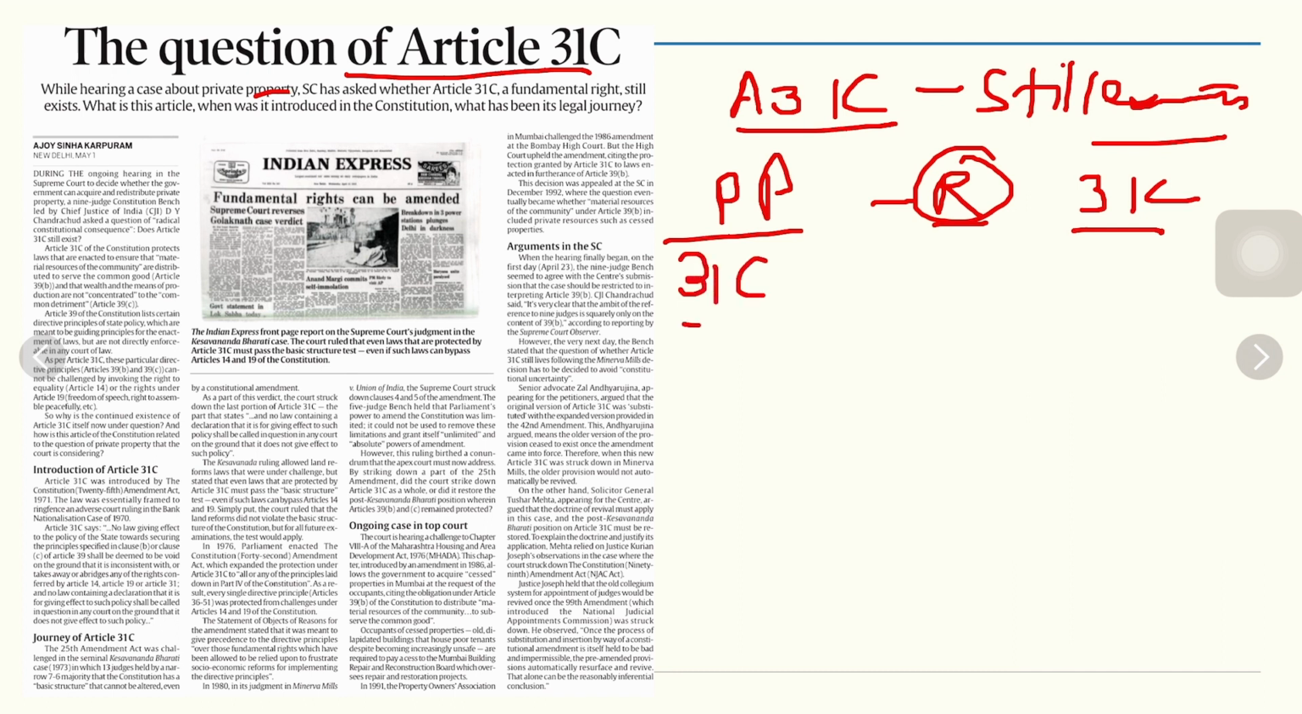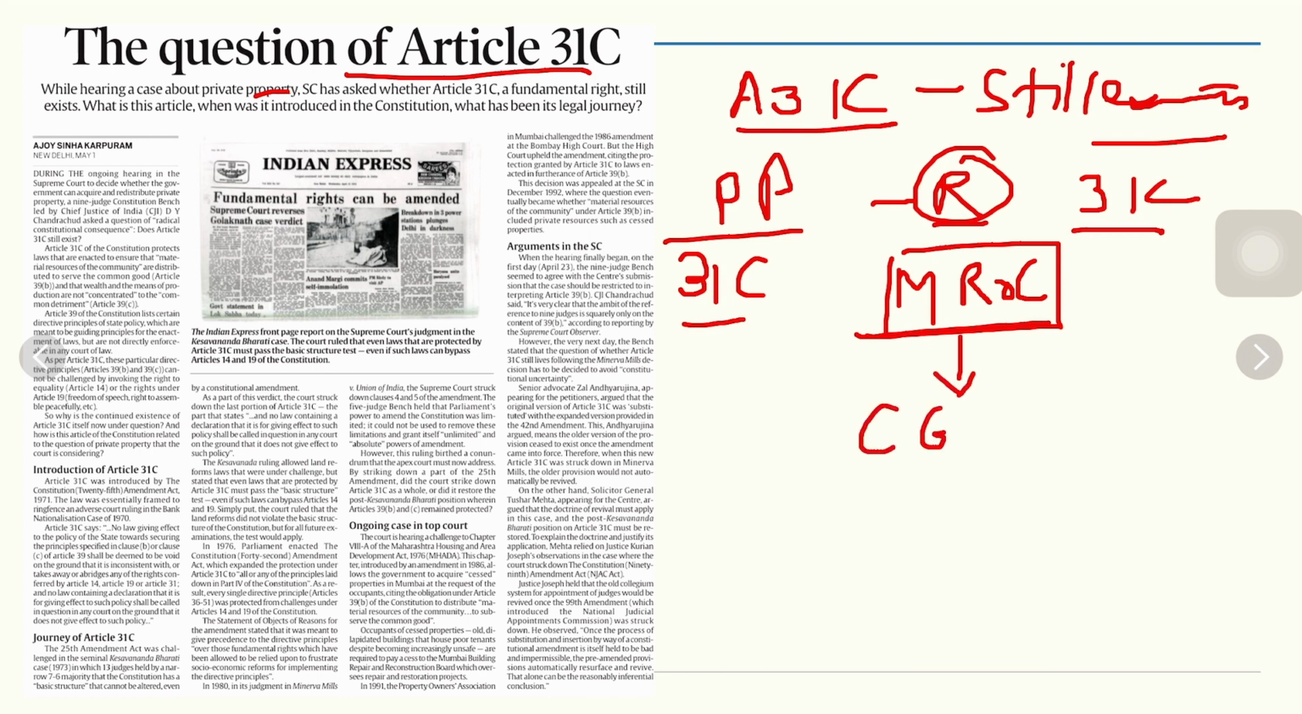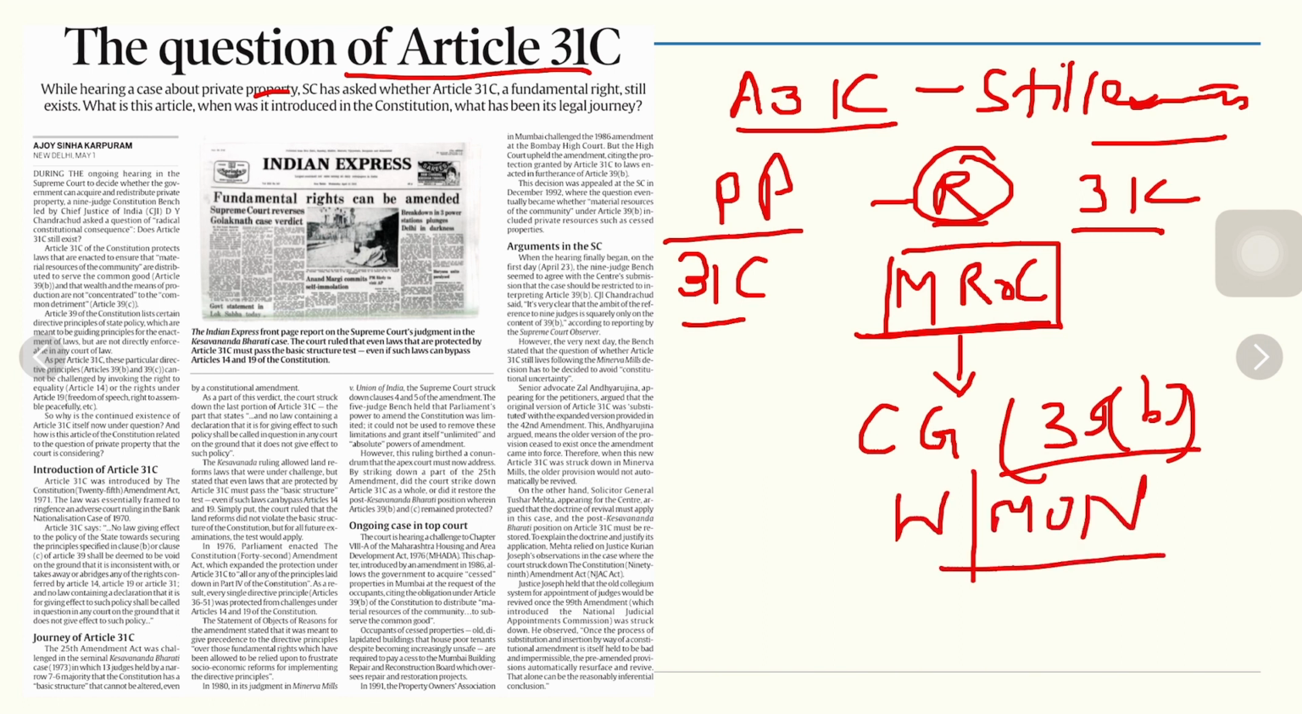Article 31C, as you know, protects laws that are enacted to ensure that material resources of the community are distributed to serve the common good under Article 39B, and that wealth and other means of production are not concentrated to the common detriment of society. So those are the two things achieved by Article 31C. I'll mention again: Article 31C of the Constitution gives protection to the laws enacted to ensure that material resources of the community are distributed to serve the common good under Article 39B, and that wealth and means of production are not concentrated to the common detriment. So that is under Article 39C.